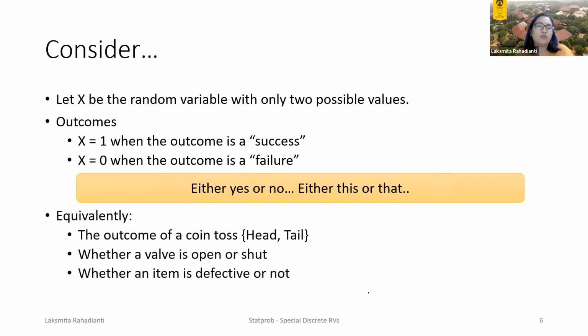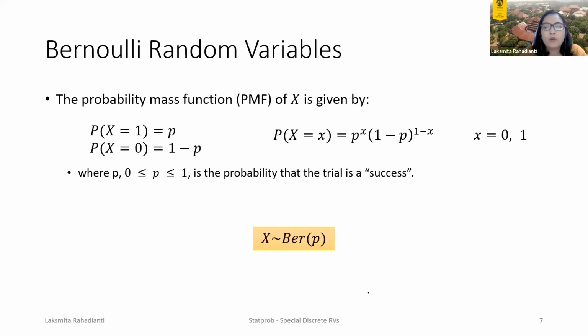So there's only 2 different possible outcomes, yes or no, this or that, 1 or 0. So this is equivalent to the experiments that we have already seen in class, like the coin toss, head and tails, which we can assign 1 and 0 to. If we're talking about a valve, like a water valve, it's open or shut. An item, is it defective or not? So this is very often used, like if I buy a new laptop, will it be defective or not, for example?